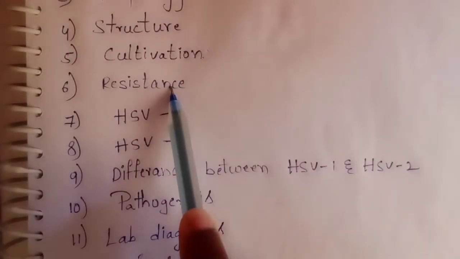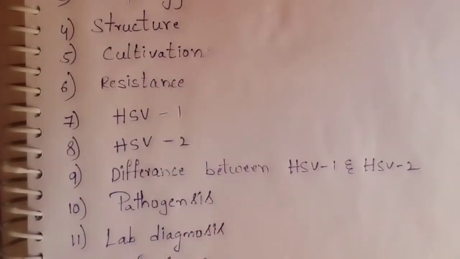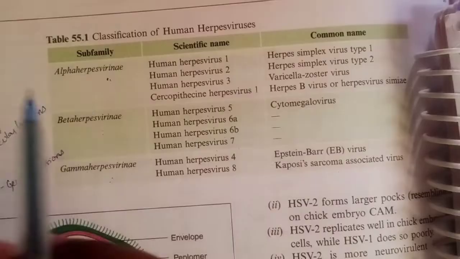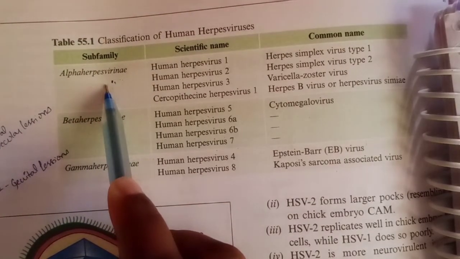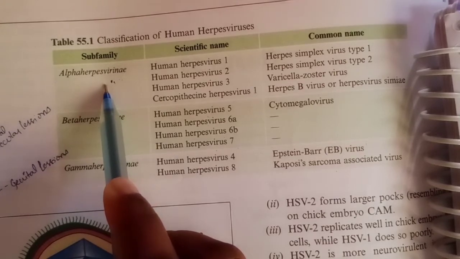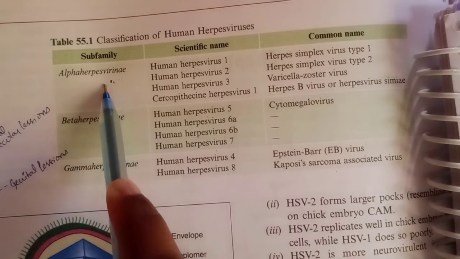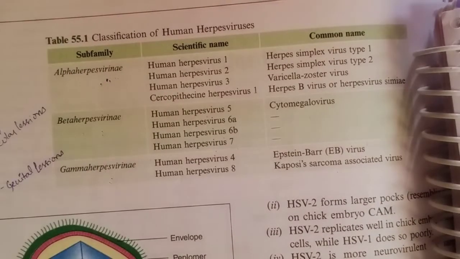Next one is resistance. The herpes virus can be destroyed by heating and remains viable for years at low temperature. The viruses are sensitive to alcohol, ether and chloroform. We should know about alpha herpesviridae. Viruses of this group have a wide host range, including humans, and cause latent infection in sensory ganglia.